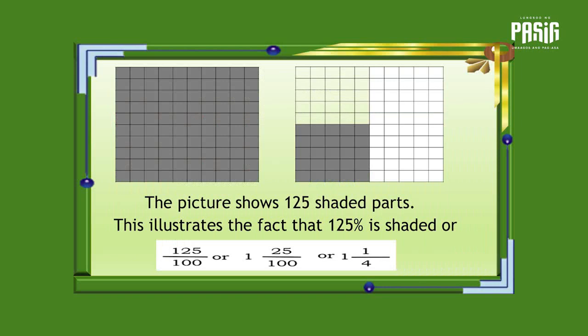This picture shows 125 shaded parts. This illustrates the fact that 125% is shaded, or 125 hundredths, or 1 and 25 hundredths, or 1 and 1/4.